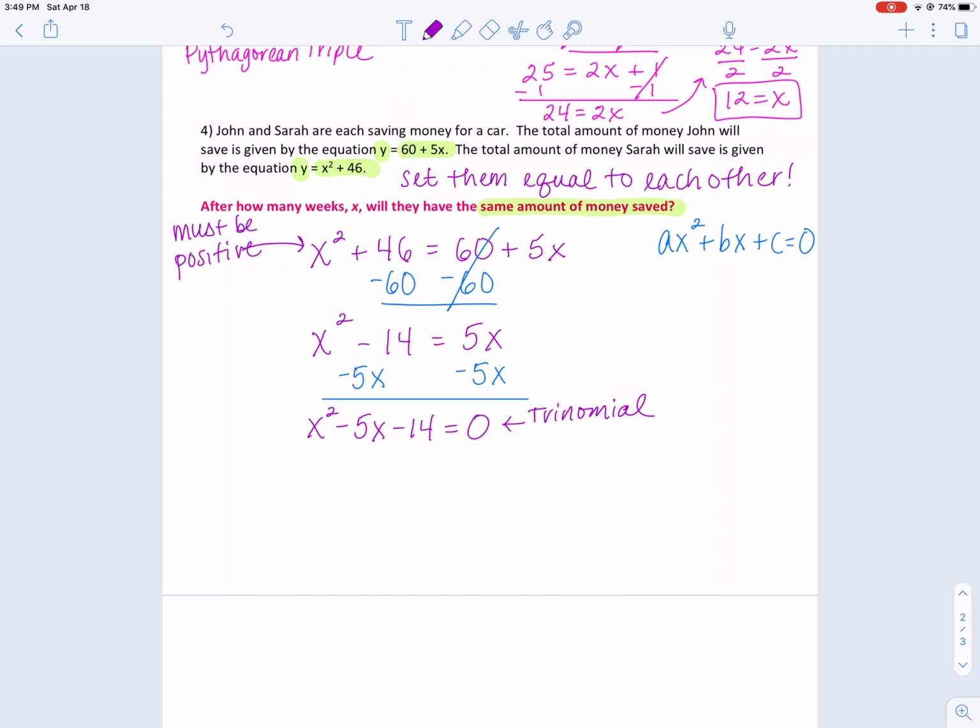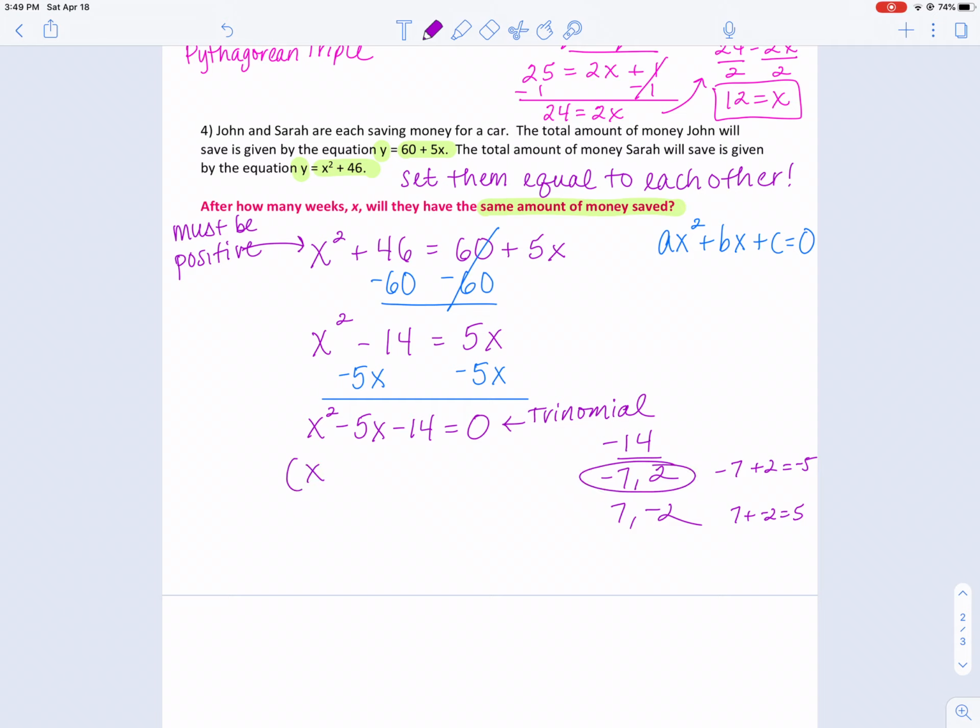What numbers multiply to negative 14 and add to negative 5? Negative 7 and positive 2. Has to be negative 7, because if you pick 7 and negative 2, then if you added those up, 7 plus negative 2 equals positive 5. But negative 7 plus 2 equals negative 5. These are the two you want.